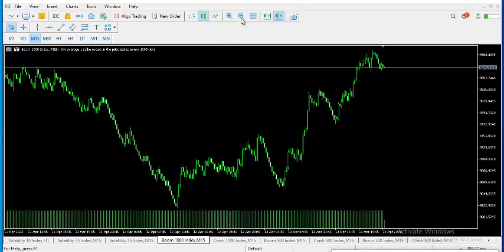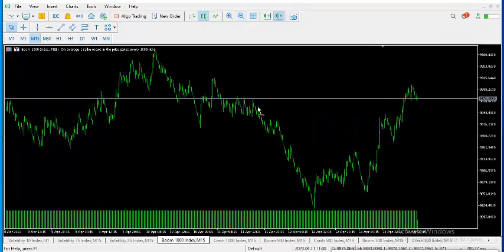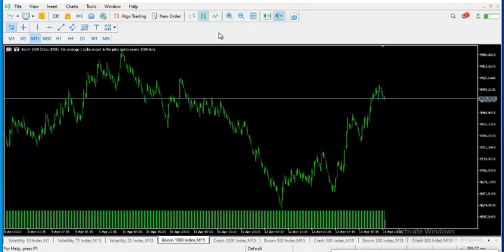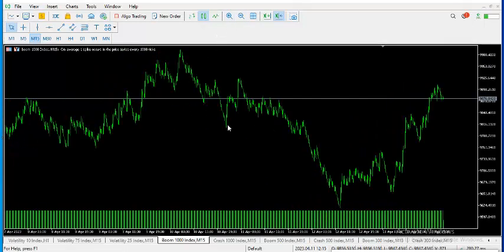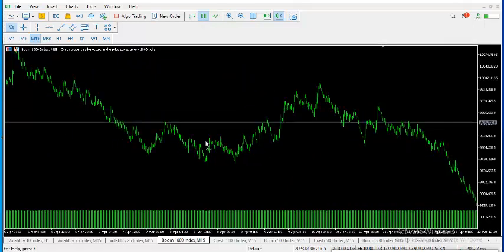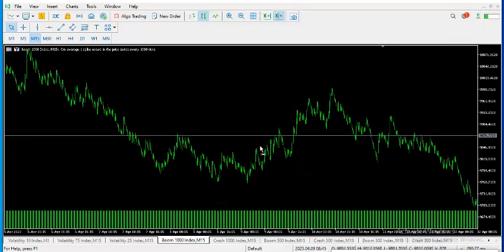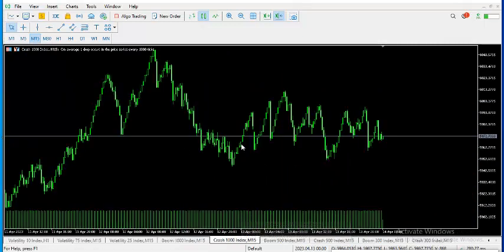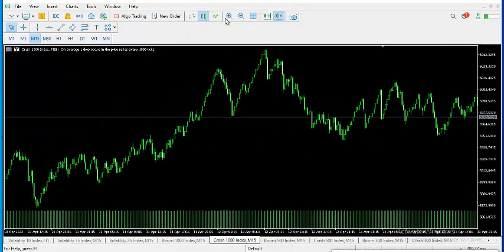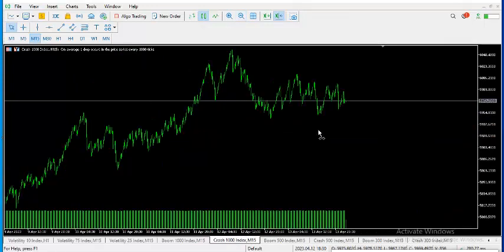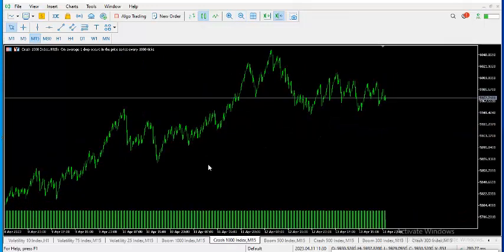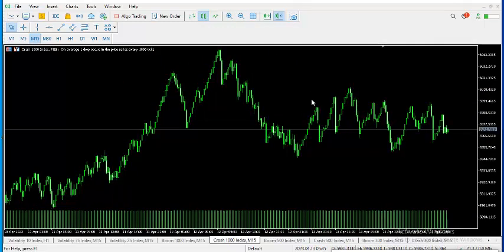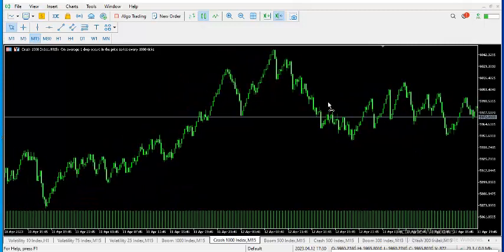First off, we all know that this is boom and crash, this is boom 1000, and of course boom and crash is a trending asset. It's an asset that trends. So because of that, we want to trade with the trend, like a popular saying that says the trend is your friend. So quickly, before we dive into the tool properly, we want to know how to identify the trend first. How do we identify the trend?